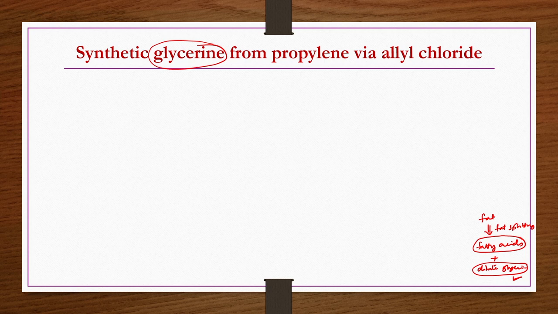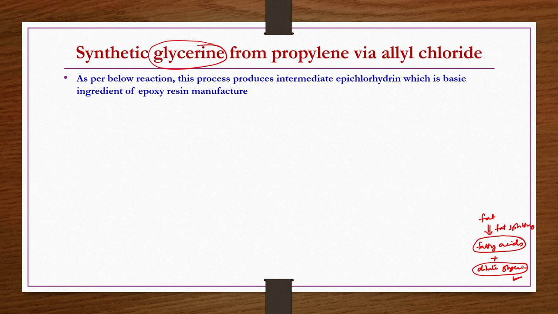Okay? So, glycerin can also be obtained by synthetic methods using propylene. There are two approaches. The first one is via allyl chloride, which we discuss first. As per the reaction below, this process produces the intermediate epichlorohydrin, which is a basic ingredient for epoxy resin manufacture.